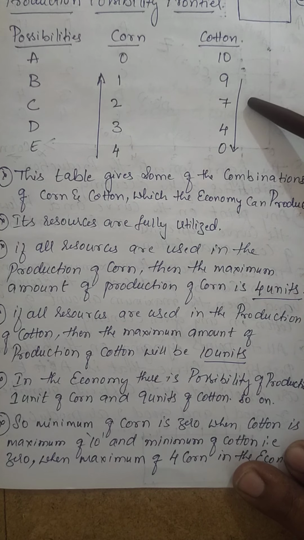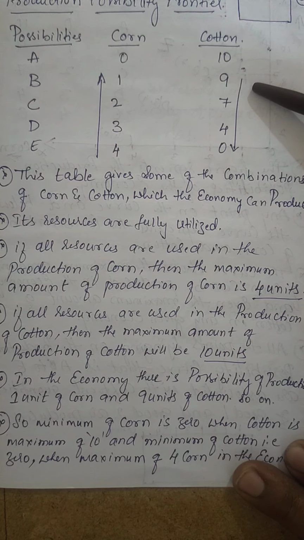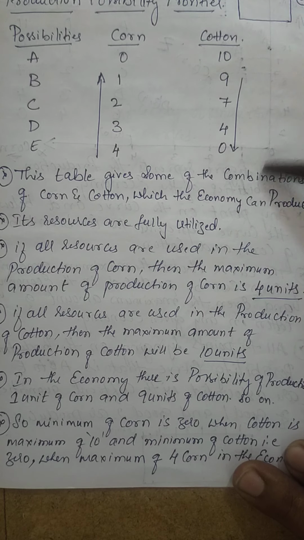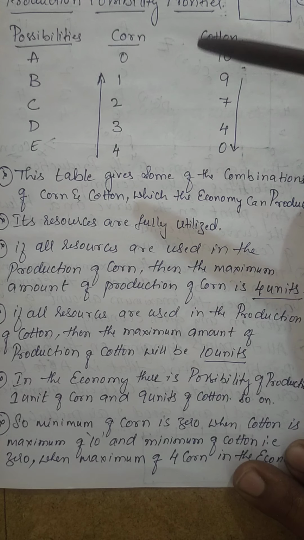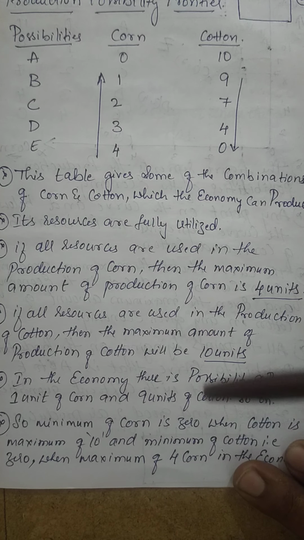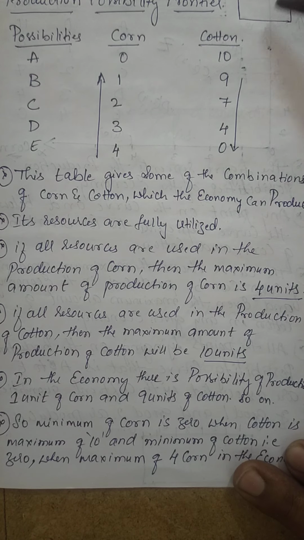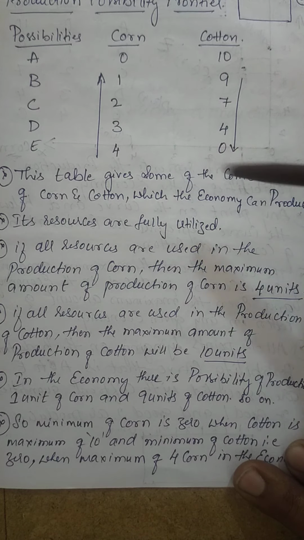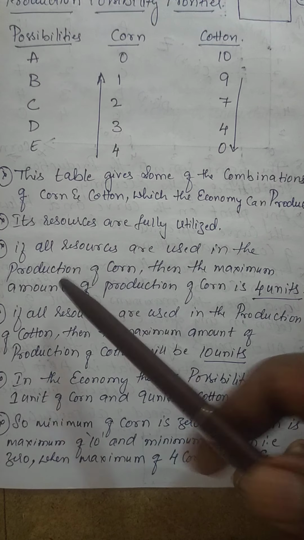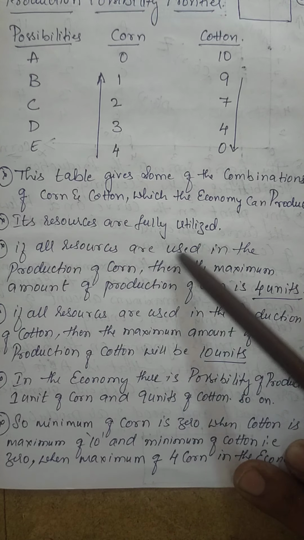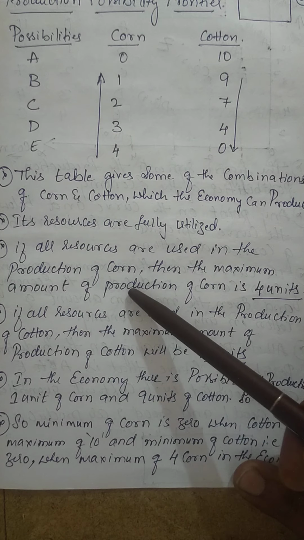Yes, what resources are fully utilized? It might be technology, it might be labor, it might be land. All the resources are completely utilized, and they are constant. They will not change. Please keep it in mind. The resources remain constant, and using those resources they are producing so many combinations of goods. The third point deals with what happens if all resources are used in the production of corn.